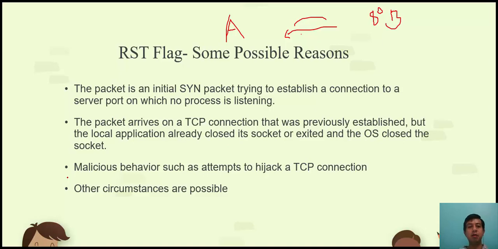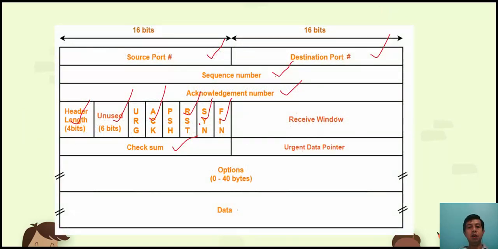So these are some of the possible reasons where the TCP connection has to be closed abruptly. Clear? Other circumstances are also possible, but very rare. These are the three most possible cases where the connection has to be closed abruptly, and to close a connection abruptly, this particular flag, the RST flag, is used. Clear? So we have discussed the RST flag.